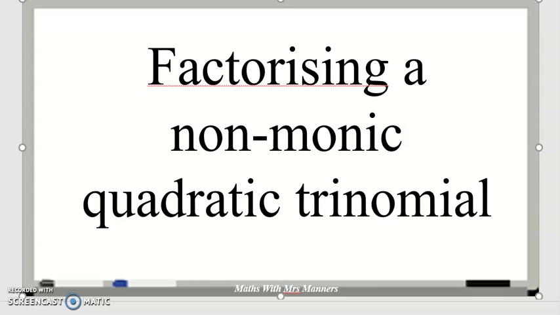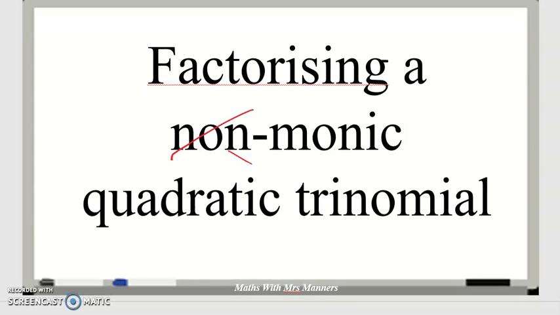Factorising a non-monic quadratic trinomial. So our last video was on factorising a monic quadratic trinomial. That was three terms where the highest power is x squared, but the coefficient is 1. So that's the video we just looked at.